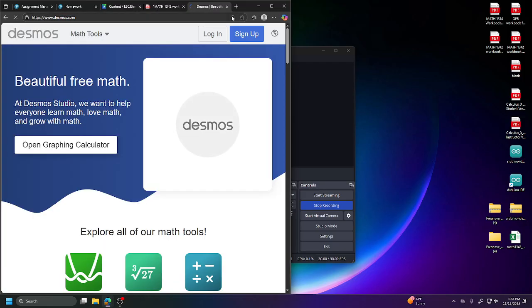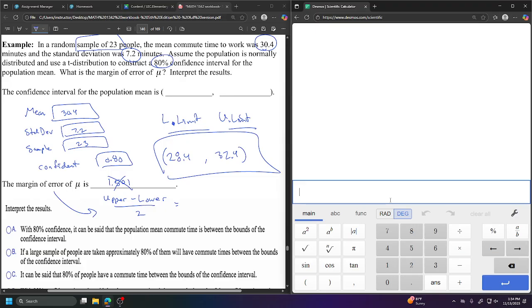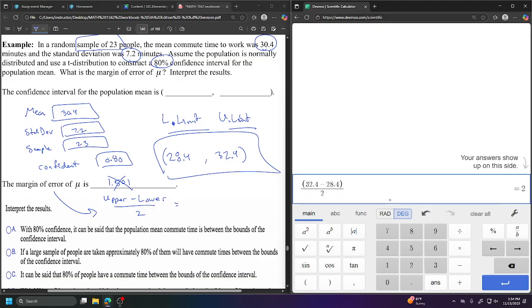Let me get some Desmos on the side here. Yeah, margin of error. We're going to do the upper minus the lower divided by 2. Oh, is it just literally 2? 2. Yeah, well, there you go. That's what we got. Easy enough.